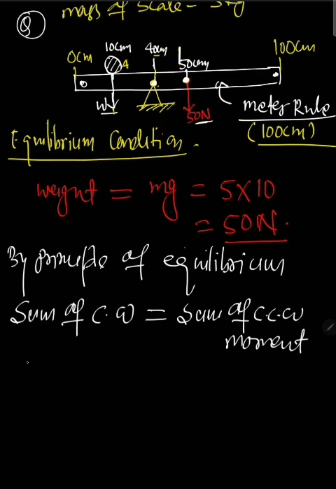What is the formula for moment? Force into distance. So 50 Newton is the force, into the distance, and we have to take this distance. This one is marked as 40 centimeter and here it is marked as 50 centimeter. So the distance is 10 centimeter. Then this equals the sum of counterclockwise moments.